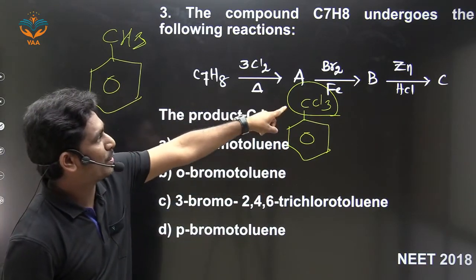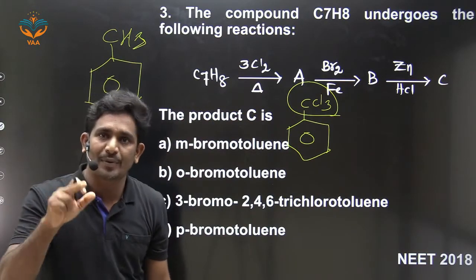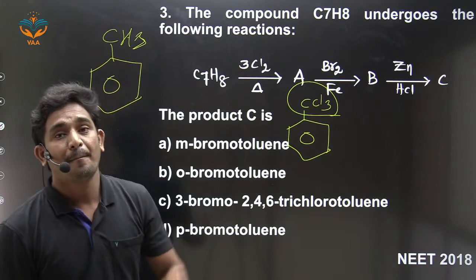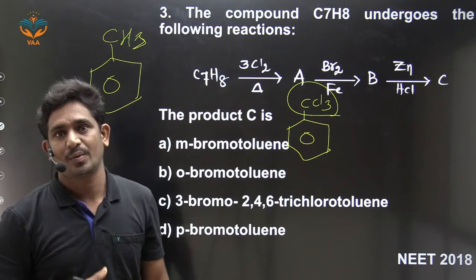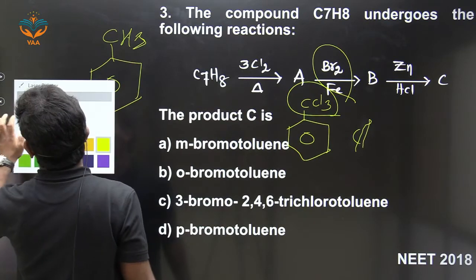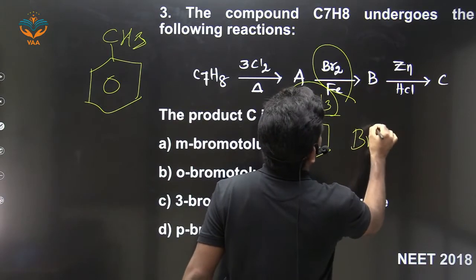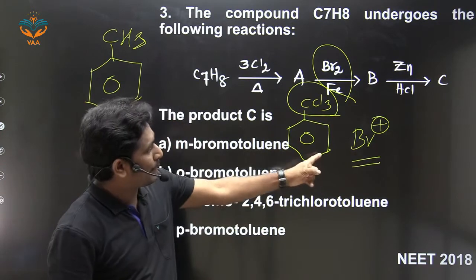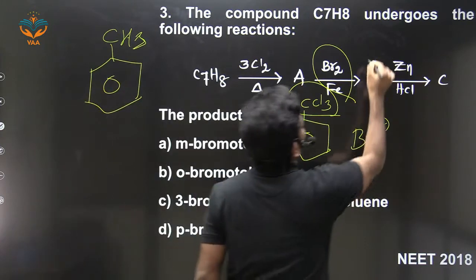What is given here? Br2 in the presence of Lewis acid. Any halogen in the presence of sunlight or at high temperature will generate free radicals, but any halogen in the presence of Lewis acid will generate electrophiles. So it will form Br plus, which is the electrophile. That electrophile will come to the meta position because CCl3 is an electron-withdrawing group, so you will get this compound.